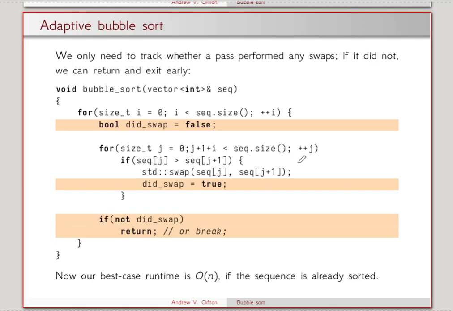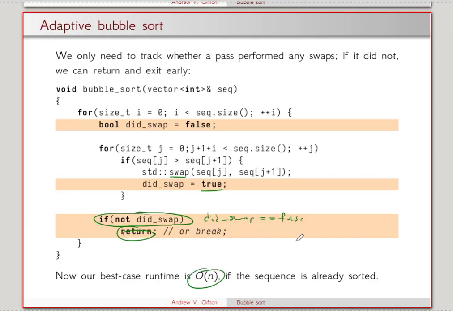To do that, we're just going to add a bool variable here to keep track of whether or not I do any swaps. When I do a swap, we'll set that to true. And if I get all the way to the end down here and it's still false, not did swap just means did swap is equal to false, then we can just return. We get to quit early there like that.